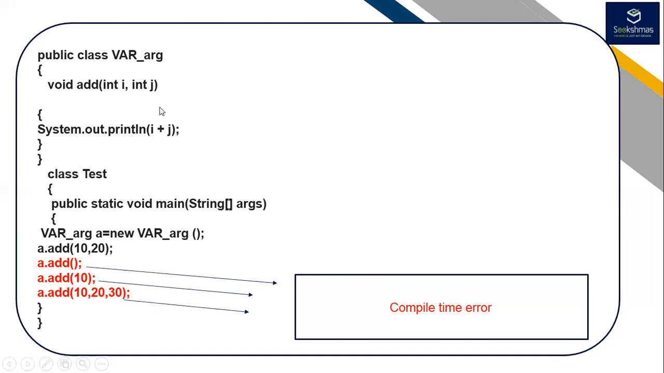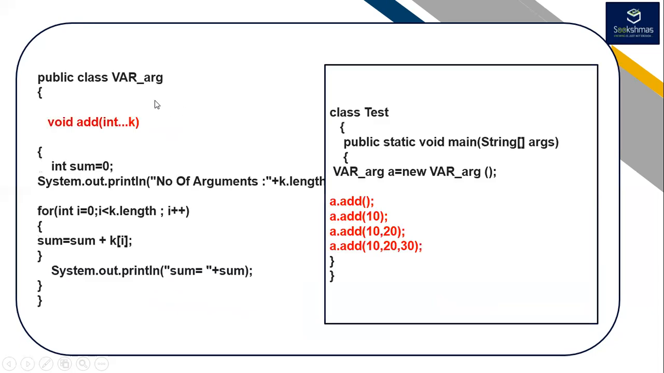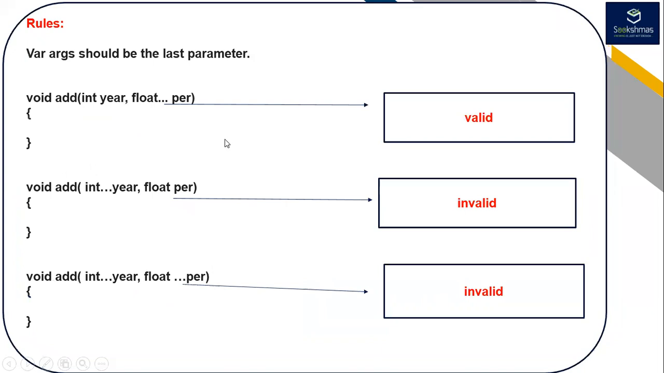Okay, so to overcome this difficulty they introduced the concept called variable argument. Variable argument is nothing but, with the help of a single method, just observe here how many arguments it accepts. Zero argument, yes it will accept. One argument, yes. Two arguments, yes. Three arguments also it will accept. So this is the best use of variable argument, and some of the rules you should also remember.